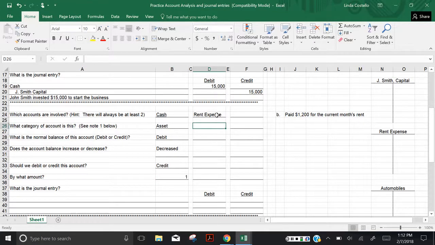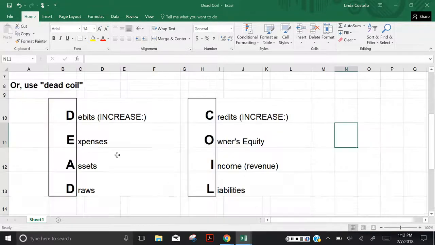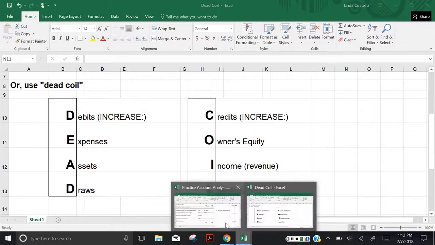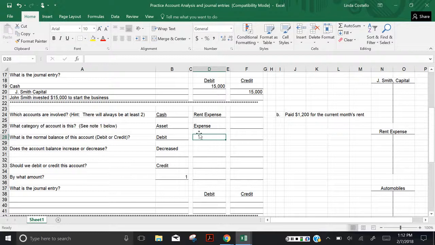Now that we've done the analysis on cash, let's do the analysis on rent expense. Rent expense, it's pretty obvious what category of account it is. It's an expense account. Let's take a look at the chart of accounts real quickly. Expenses have a normal debit balance. So the normal balance for rent expense is debit.